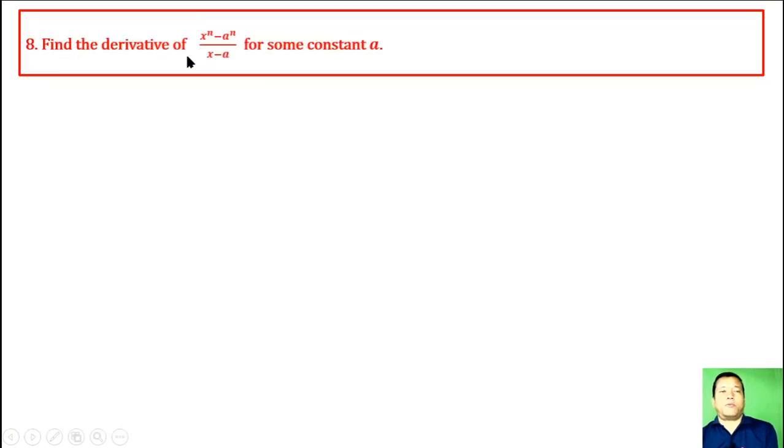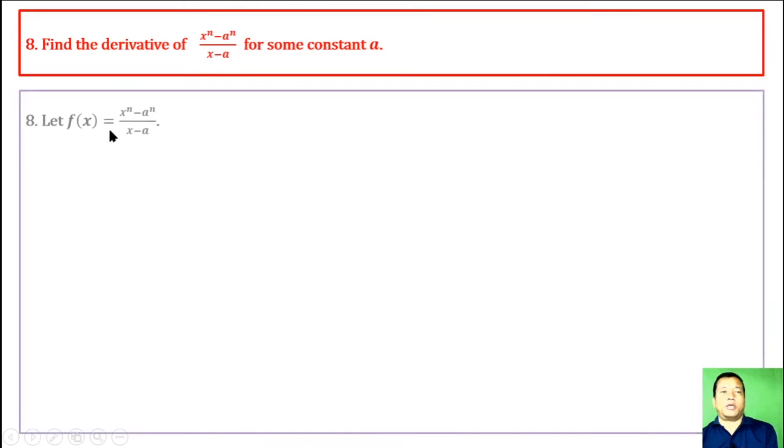Find the derivative of x to the power n minus a to the power n divided by x minus a for some constant a. Let f of x is this.